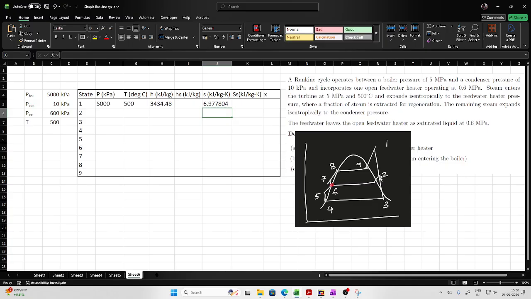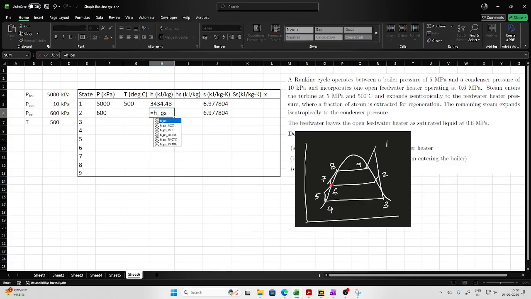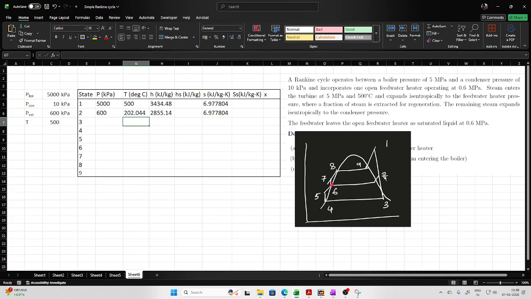Now comes point number 2. So point number 2 is at what pressure? It is at extraction pressure. This is the one. What is the temperature? I don't know. What is the enthalpy? I don't know. But I know as this is isentropic expansion, the entropy at point 2 should be same as point 1. Once this is known, then you can very easily evaluate the enthalpy based on pressure and entropy for water. So this is pressure, this is entropy. Likewise, you can also evaluate the temperature based on pressure and entropy for water. So this is pressure and this is entropy. So point number 2 is now known to you.